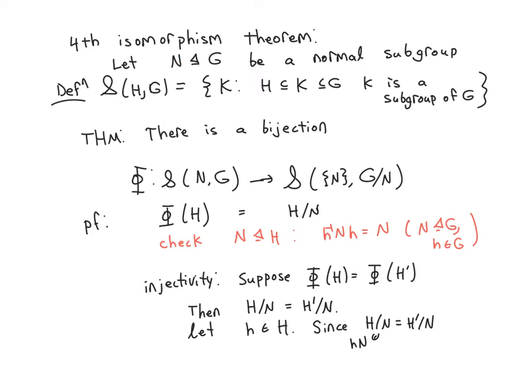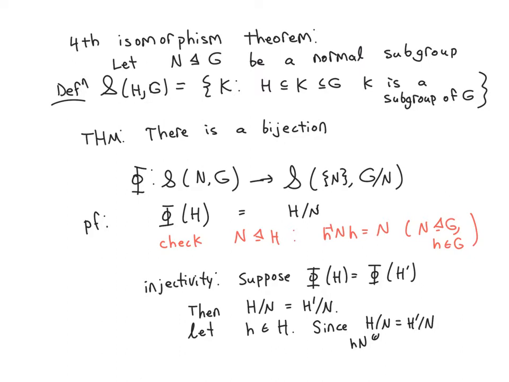Now we're going to define the script S of H and G, for two groups H, a subgroup of G, to be the set of all subgroups K that are between H and G. This is just a general notation.